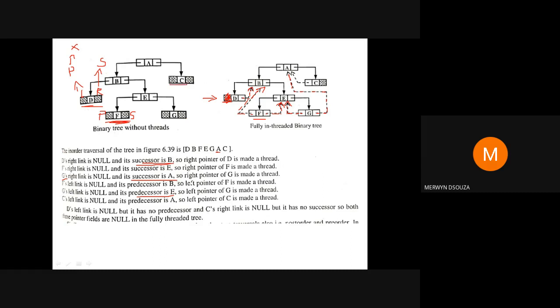Take the next node, C. Find out the predecessor of it. Find out the successor of that. So predecessor for C is A. Okay. Predecessor for C is A.